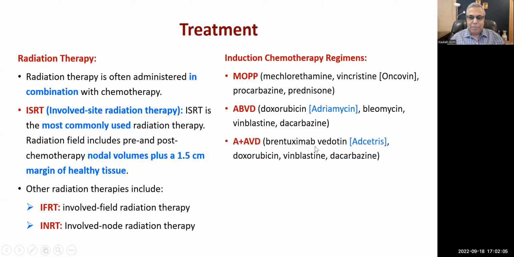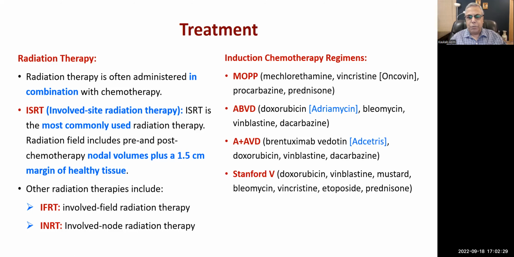Then we have got this A plus AVD, brentuximab vedotin. This is a newer drug. It is commonly used when we do hematopoietic stem cell transplantation. And these common drugs, I hope now you know them. You have done these in pharmacology as well. So doxorubicin, vinblastine, dacarbazine, and Stanford 5, it is not V, it is Stanford 5. It is spoken as Stanford 5. So it includes doxorubicin, vinblastine, and mustard, bleomycin, vincristine, etoposide.